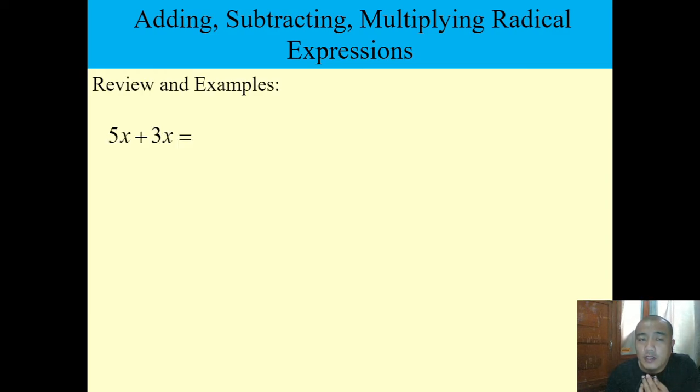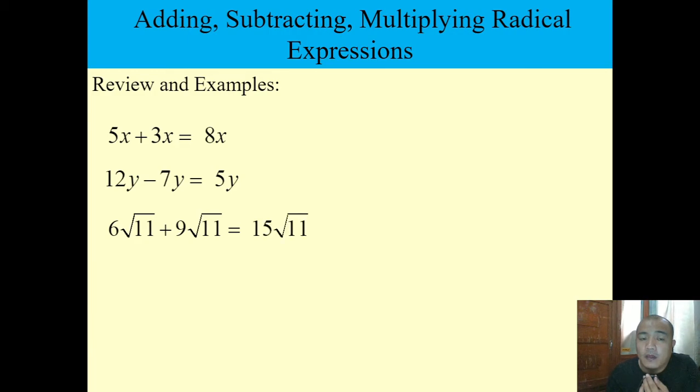Let's have a review. 5x plus 3x is 8x. 12y minus 7y is 5y. 6 square root of 11 plus 9 square root of 11: the answer is 15 square root of 11. Meaning to say, to add radicals, it's just the same procedure as adding similar terms in algebra. Square root of 7 minus 3 square root of 7: 1 minus 3, negative 2 square root of 7.